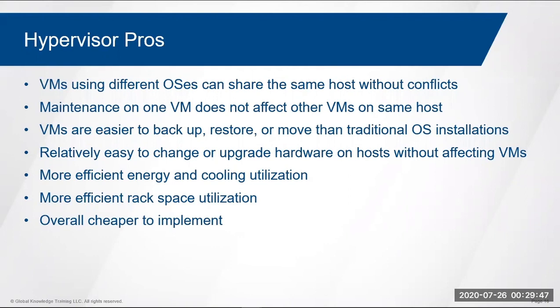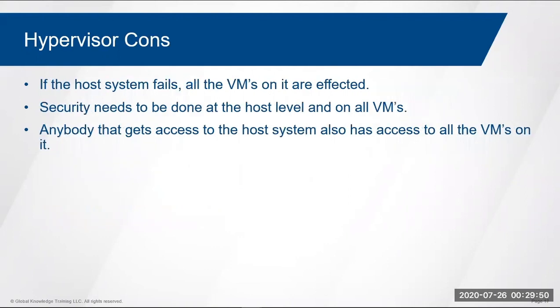It's not perfect, okay? If one host system fails, all the VMs on it are affected. So we need to make sure that when we purchase our host system, it has a lot of redundancy built into it: dual power supplies, dual channels, quad channel possibly for memory, whatever we can get in there, multiple hard drives, anything we can do to make it more redundant. So if one piece fails, another piece takes over for it.